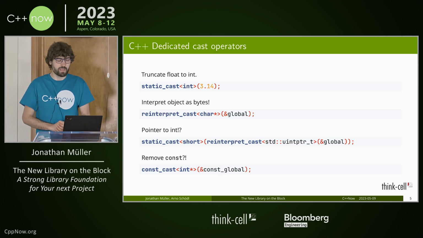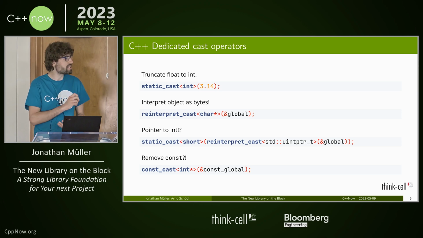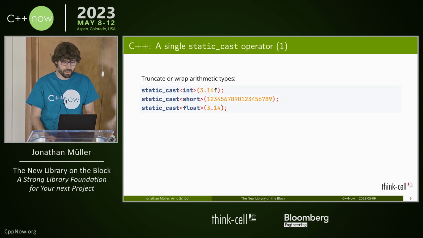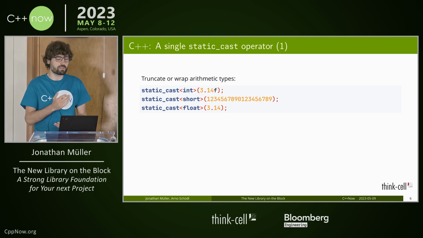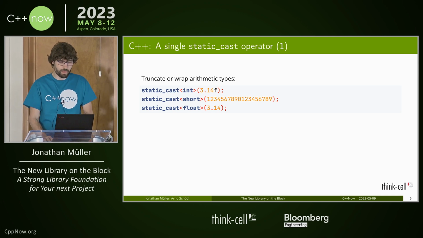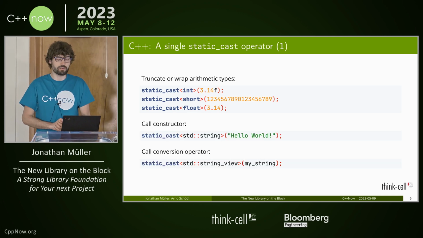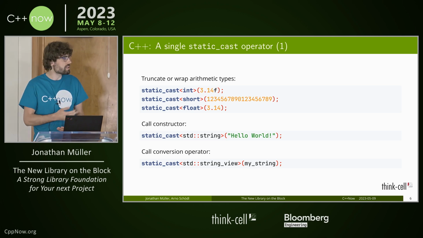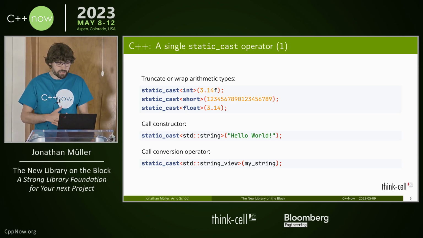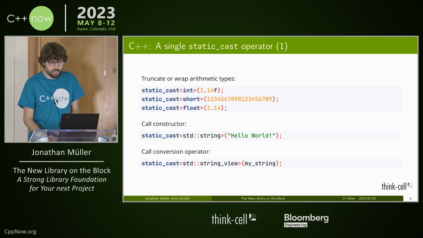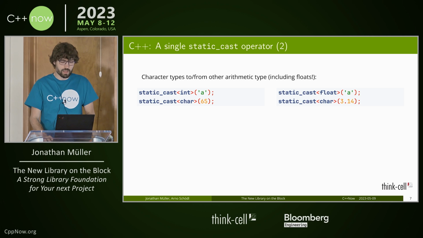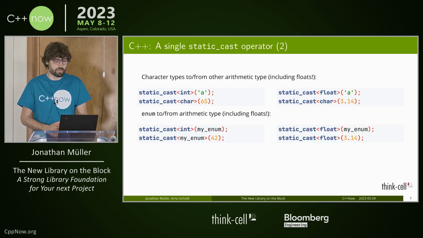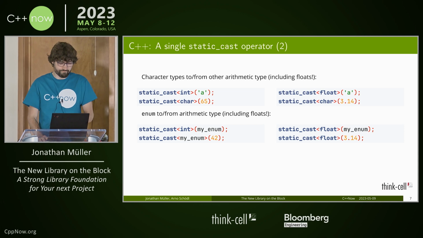This is already an improvement, but let's focus on just static_cast, because that alone can do a wide range of things. You can use static_cast to truncate or wrap arithmetic types. So if you have a bigger arithmetic type, you can use static_cast to convert it to a smaller one. You can also use it to call constructors or user-defined conversion operators. So if you have a class that is convertible to something, you can use static_cast to do the conversion. And this can execute arbitrary user-defined code. You can also convert character types to and from other character types, including floats. And the same thing for enum, so you can convert a float to an enum. I don't know why you would want that, but you're allowed to.